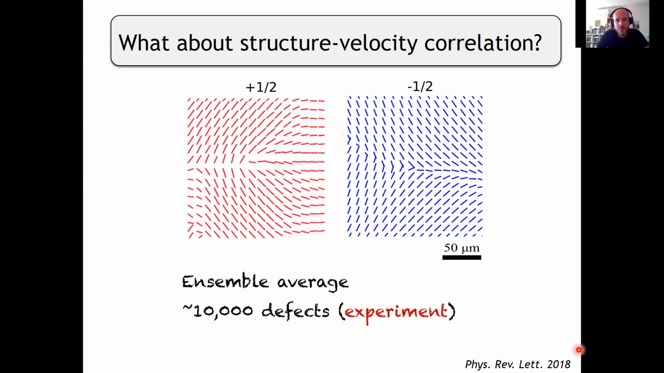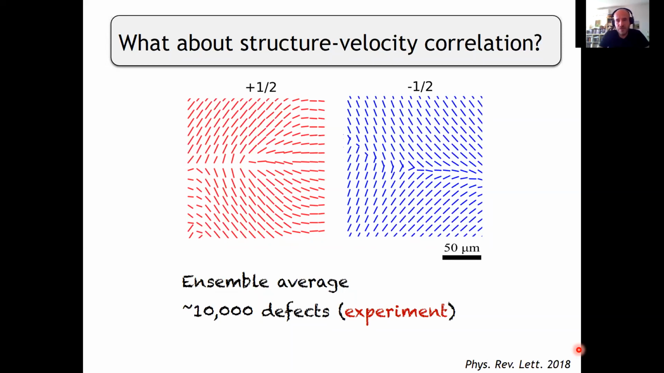What we did next was collect all the defects that we recognize in the system, co-align them together, and overlap them as an average image. Here you see a result of this analysis. This is an ensemble average of around 10,000 defects, and this is how they look.